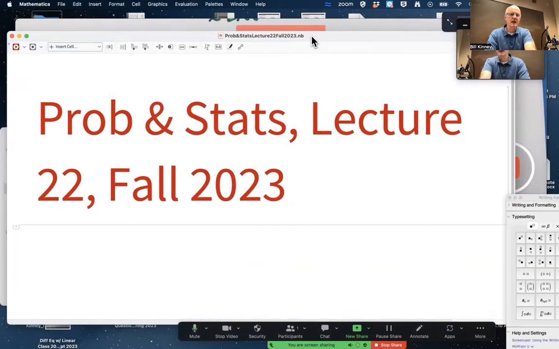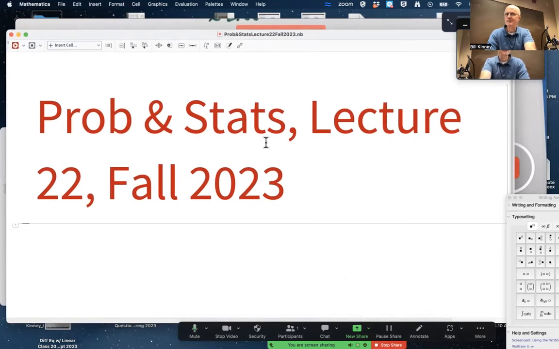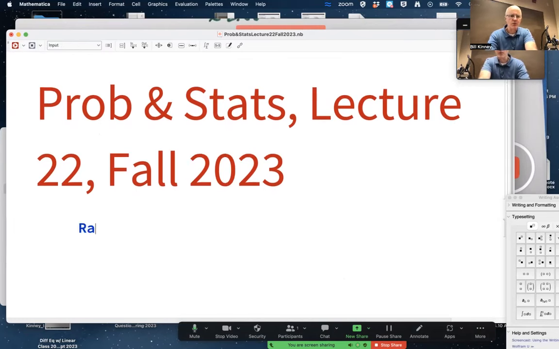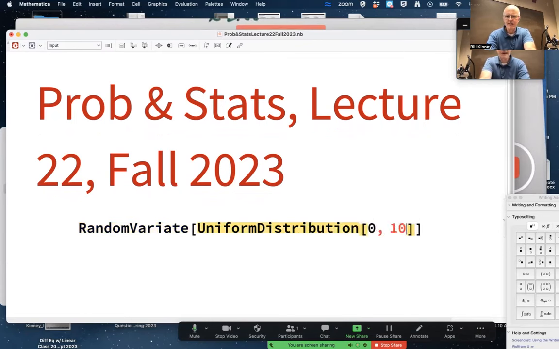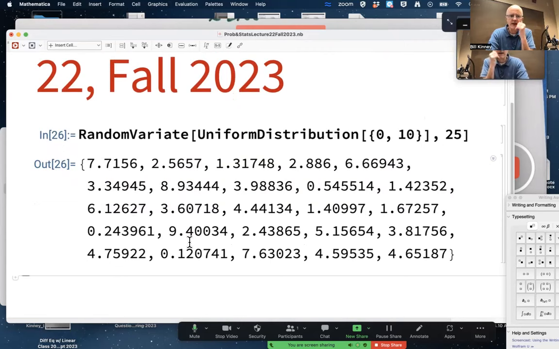So let's continue doing random samples of size 25. What can we do here? So if I used RandomVariate, uniform distribution on the interval from 0 to 10, I think that syntax is not quite right. I think I need that. And after 25 numbers, there I've got 25 observed values from a uniform distribution. I can then take the mean of those and get a value of X bar.